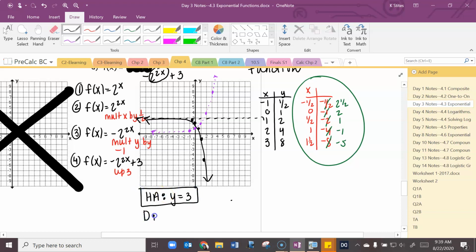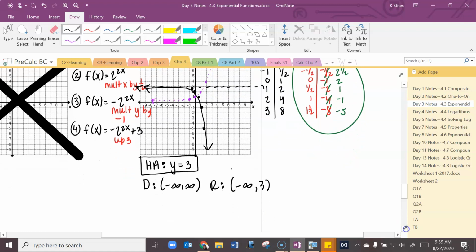Domain, guess what? It's still all real numbers. Range, a little different this time. Make sure you look at the picture. We are going from -infinity to 3. Or you could say y such that y is less than 3.